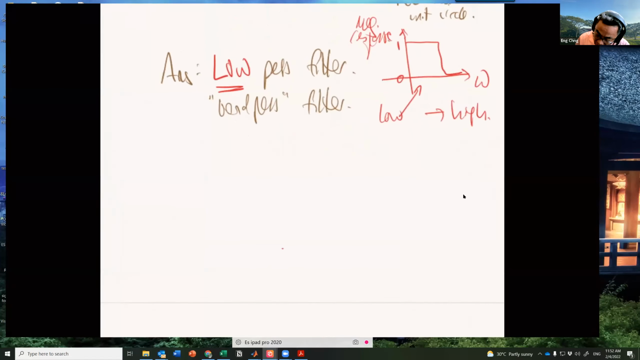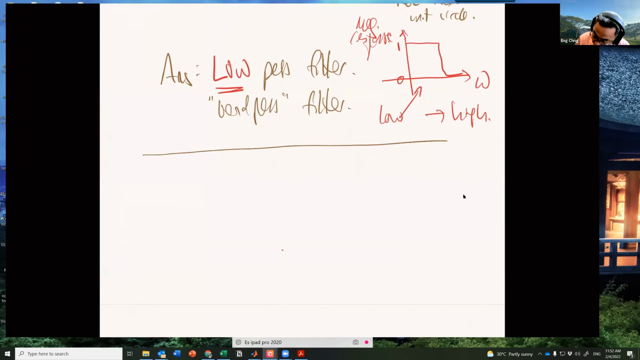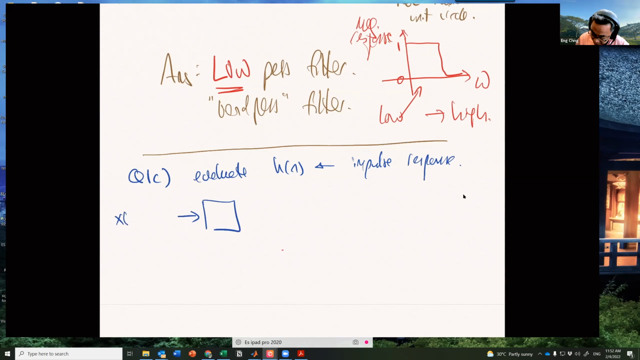Okay, let's resume now. And we are still in question 1C. And then it says evaluate h of n. What is h of n? H of n is the impulse response. How to get the impulse response? You send x of n to be the delta of n. That means this is what you send: 0, then you send 1, and everything else is 0. So he's asking you, send this signal into the system and then get y of n. Y of n, whatever is y of n, is the impulse response.